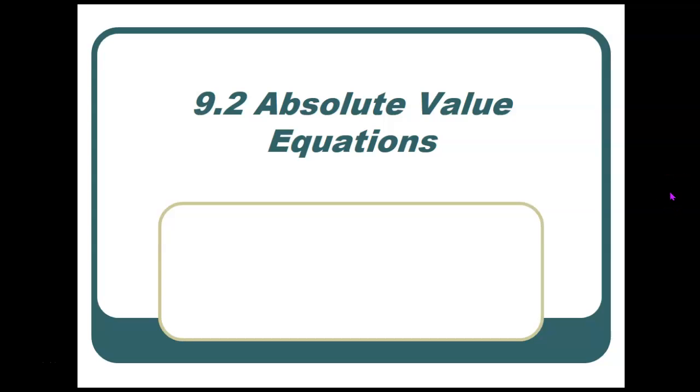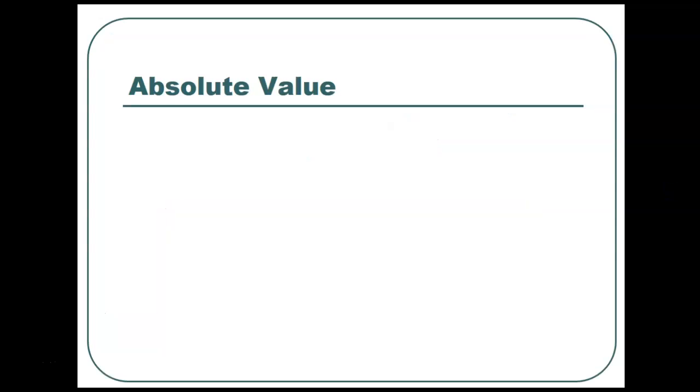The topic for today is absolute value equations, equations that involve the absolute value of something. So remember how absolute value works. If I say, what's the absolute value of -3? The answer is 3. The absolute value of a negative number is the positive. What's the absolute value of +3? Answer, 3. The absolute value of a positive number is just that same number.